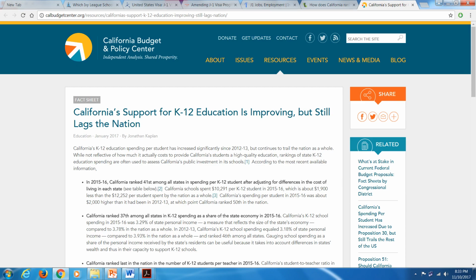As a share of the state's economy, California ranked 37th among all states in K to 12 spending. So that's another measure they're looking at. In 2015-16, 3.29 percent of state personal income was spent on K to 12 education.